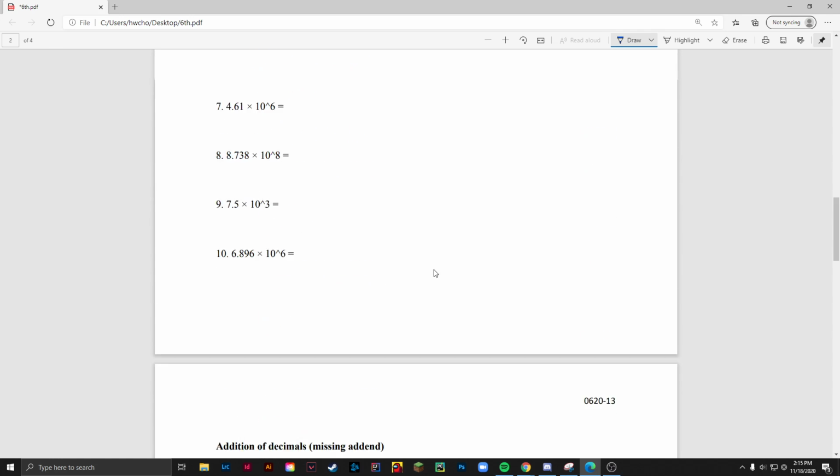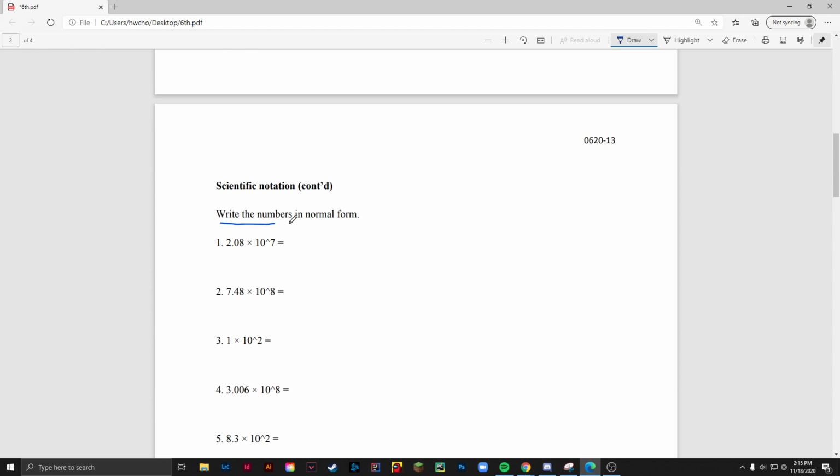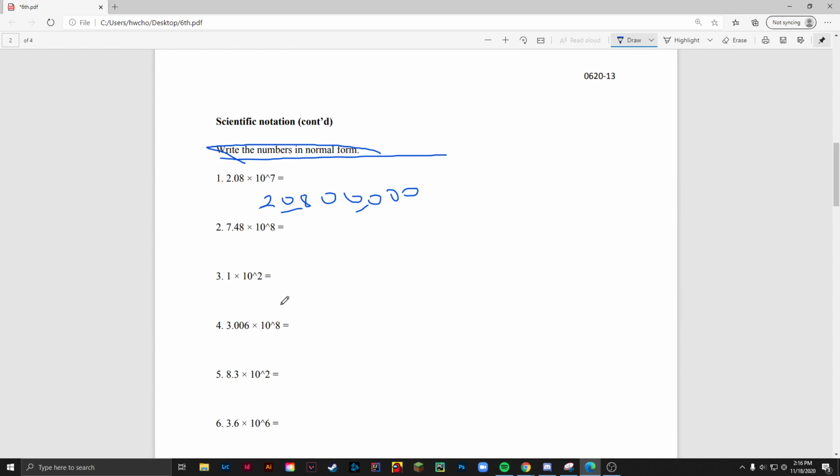Scientific notation continues. Alright, write the numbers in normal form. So this is just as simple. 10 to the 7th means 7 zeros at the back, but there's 2 decimal places, so 2, 0, 8, and then 5 zeros. 1, 2, 3, 4, 5. And now the commas are necessary, and you get 20,800,000. 1 times 10 squared. You just move the decimal point over twice from the end, and then you get 0, 0, and then you get 100.